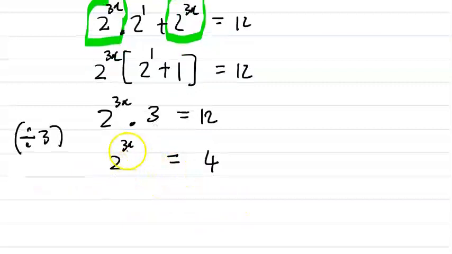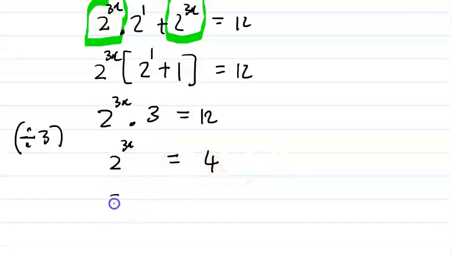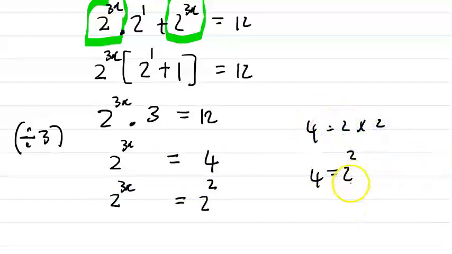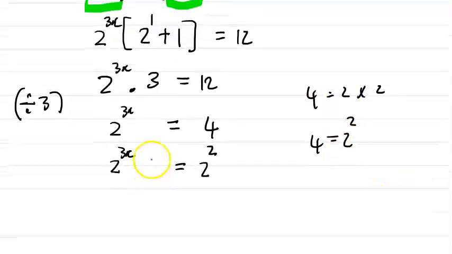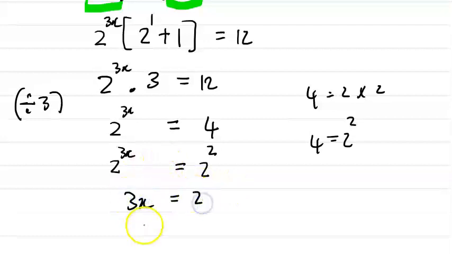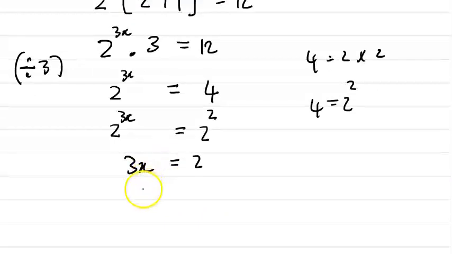Now we're almost done here. 2 to the 3x equals to 4. So now can we write 4 with base 2? Yes, we can. 2 to the 3x equals to 2 squared. Remember, 4 equals to 2 times 2, which is 2 squared, right? Remember, in previous videos on exponential equations, we require a common base on both sides of the equal to sign. Then the bases fall away and we equate the exponent. So 3x equals to 2. Now solving for x, x equals to 2 over 3.